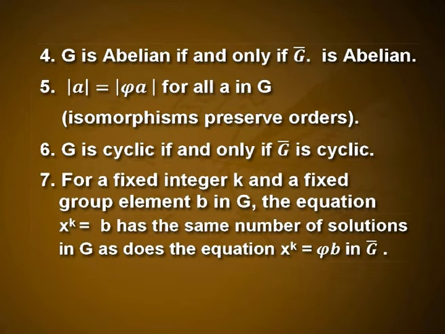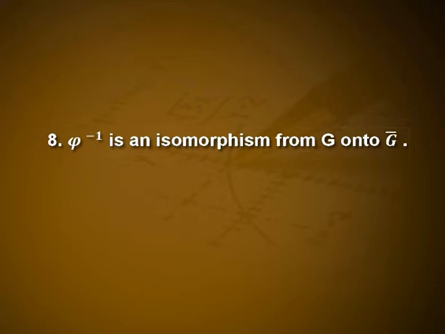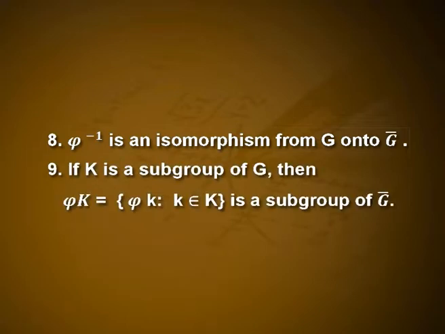Seventh one, for a fixed integer k and a fixed group element b in G, the equation x raised to k is equal to b has the same number of solutions in G as does the equation x raised to k is equal to phi(b) in G bar. Eighth one, phi inverse is an isomorphism from G onto G bar. Ninth one, if K is a subgroup of G, then phi(K) is equal to the set of all phi(k), k an element of K, is a subgroup of G bar.